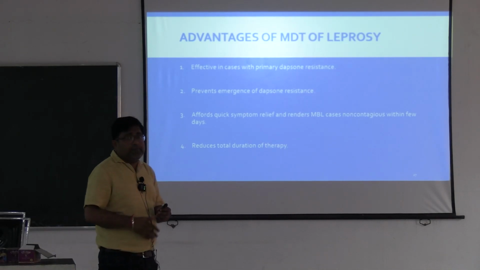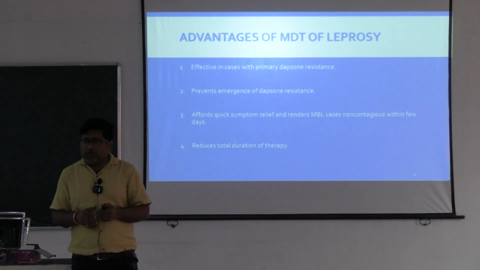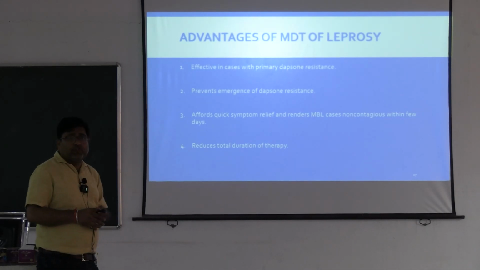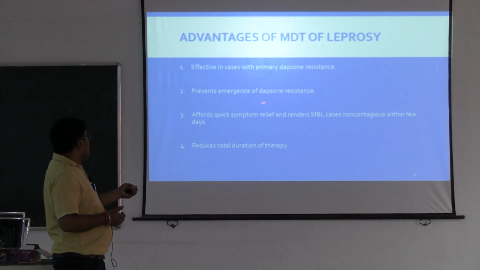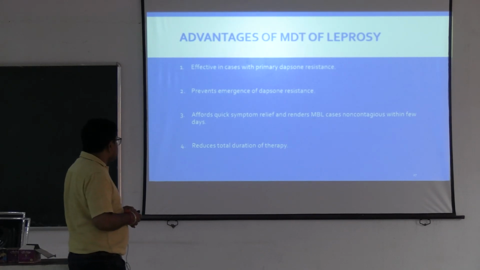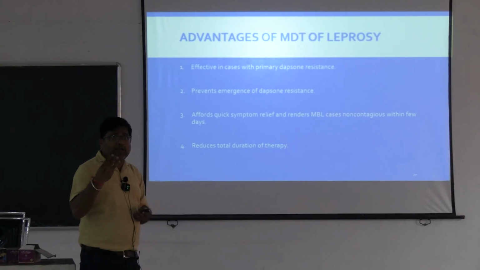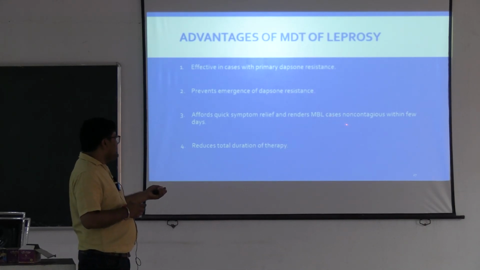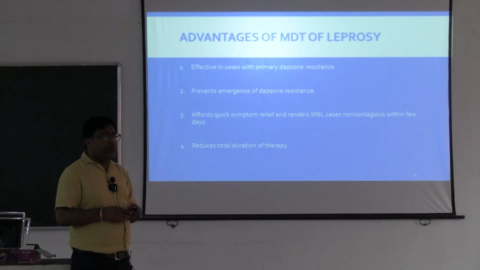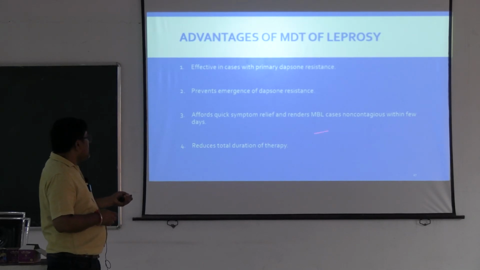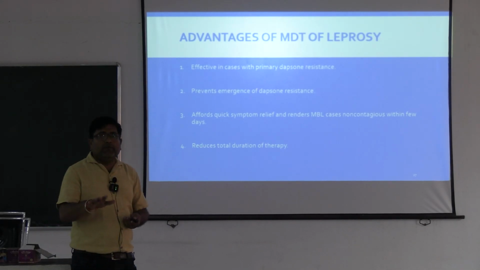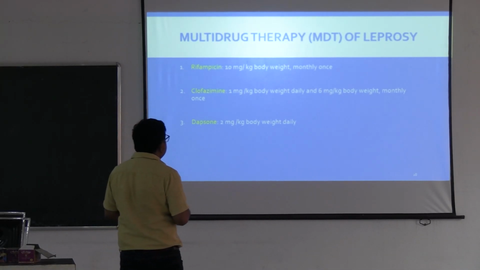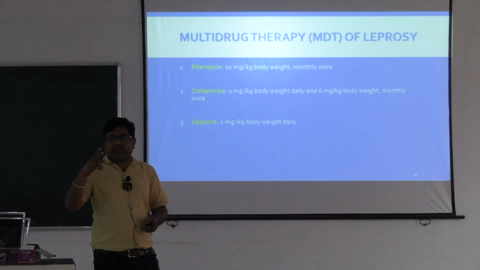Advantages of multi-drug therapy of leprosy, like that in case of tuberculosis: Number 1, effective in cases with primary dapsone resistance. Number 2, prevents emergence of dapsone resistance. Number 3, quick symptomatic improvement and renders multibacillary leprosy non-contagious within a few days. Reduces total duration of therapy and side effects are minimal. Compliance is better. Now, multi-drug therapy of leprosy stands on 3 drugs.